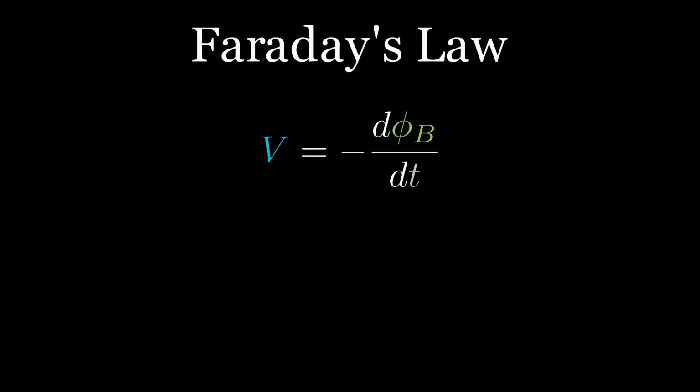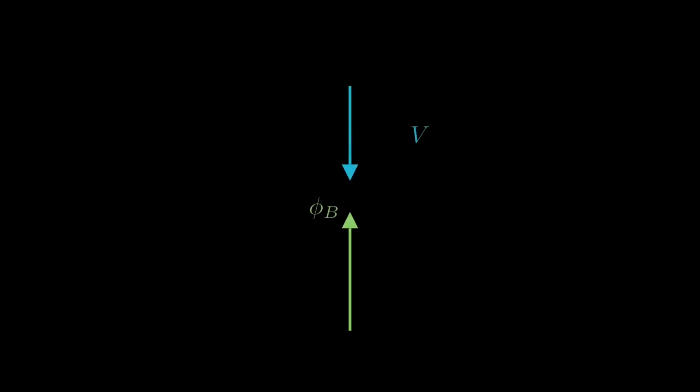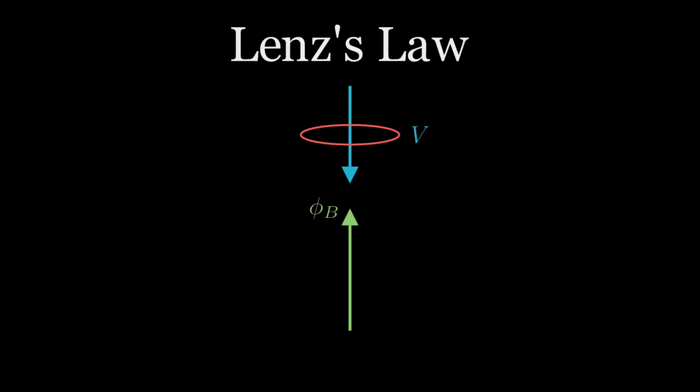Another thing to take note of is the negative sign. The direction that the voltage takes will oppose the change in flux. So if I have an increasing flux in this direction, then the voltage will point in the direction that would create an opposing magnetic field. This is called Lenz's law.